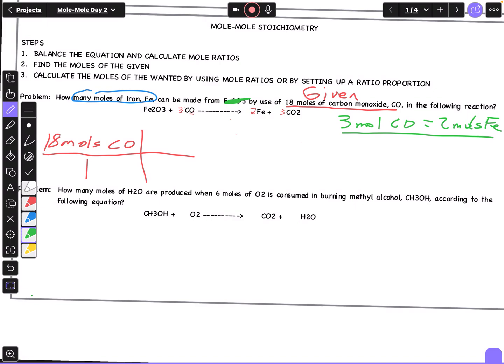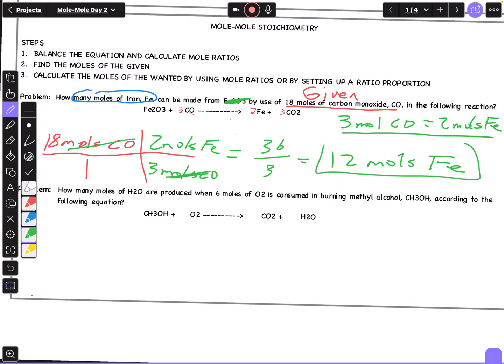Well, I'm looking for moles of iron, so I want to put my 2 moles of Fe on top and my 3 moles of CO on bottom. That way moles of CO cancel, and my units are going to be moles of Fe, which is what I need. Then I do the math. 18 times 2 equals 36. 1 times 3 on bottom equals 3. 36 divided by 3 equals 12. My units are moles of Fe. Now that's the way of working it when I use a mole ratio.